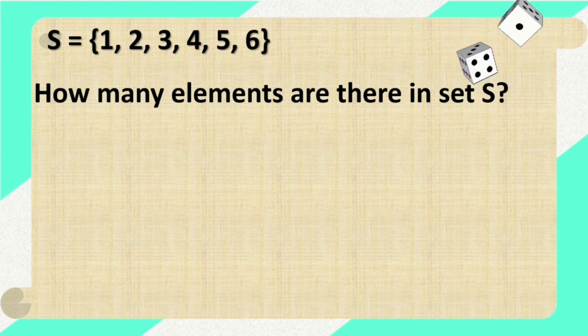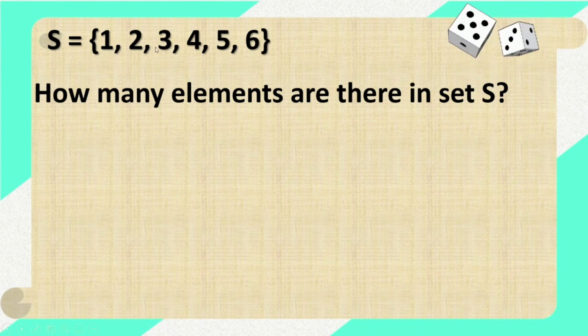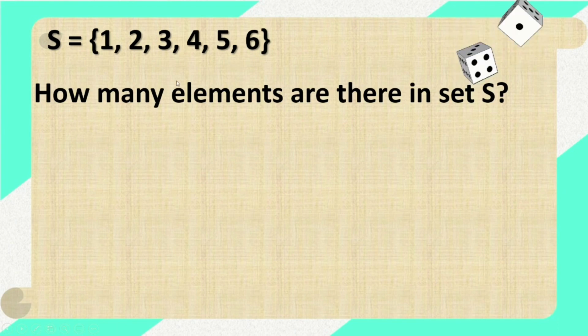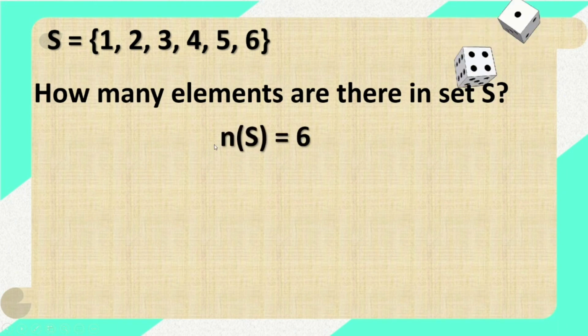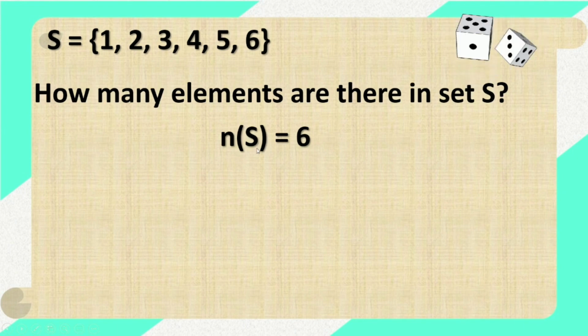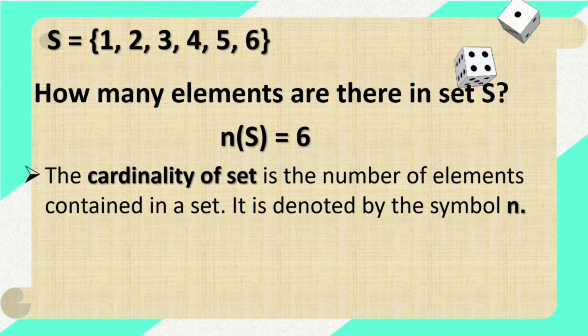How many elements are there in set S? So, if we count the elements of set S, we have 1, 2, 3, 4, 5, 6. There are 6 elements in the set S. This can be written as n(S) = 6, which is called the cardinality of a set. The cardinality of a set is the number of elements contained in a set. It is denoted by the symbol n.